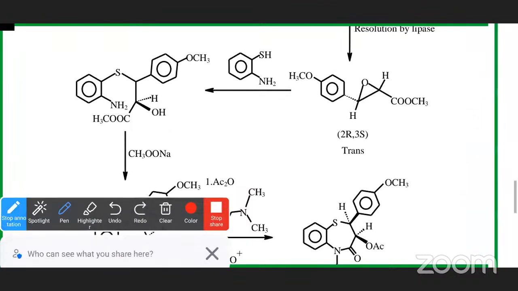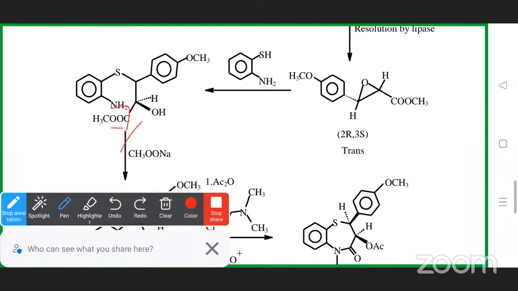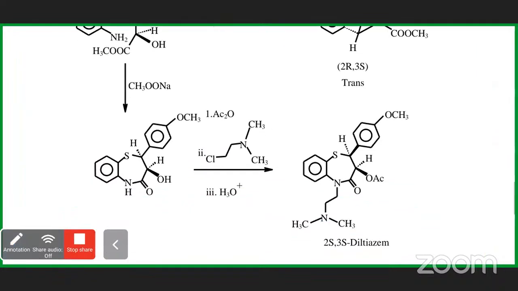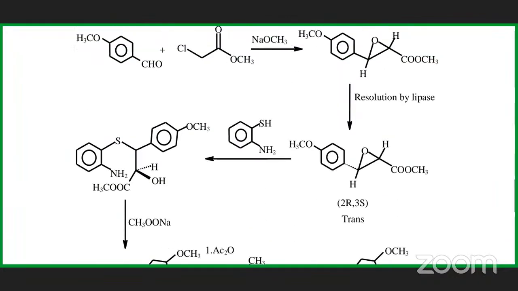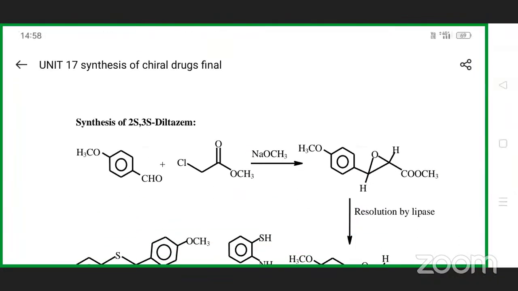Very simple. Here the C double bond O of the ester is attacked, then methoxide goes out, and we are getting this amide formation. Then by attachment of the side chain, N substitution is taking place with dimethylaminoethyl chloride, the tertiary amine. By hydrolysis, finally we are getting this particular diltiazem. Very simple synthesis, actually. So this is the diltiazem synthesis.